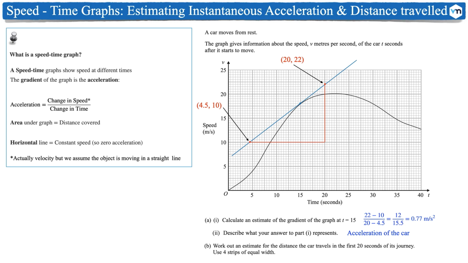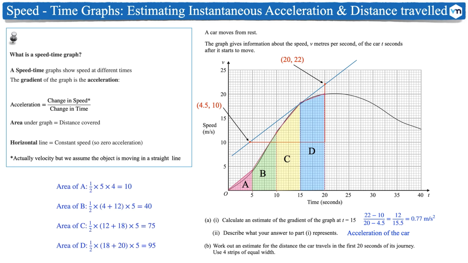For part B, it says work out an estimate for the distance the car travels in the first 20 seconds of its journey, and we need to use 4 strips of equal width. So you can see that on the diagram I've labelled the shaded regions A, B, C and D. Now, region A is represented by a triangle, region B by a trapezium, and also regions C and D are also represented as trapeziums. And we work out the area of each one and then add them together.